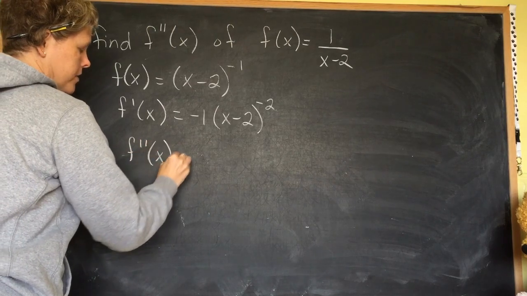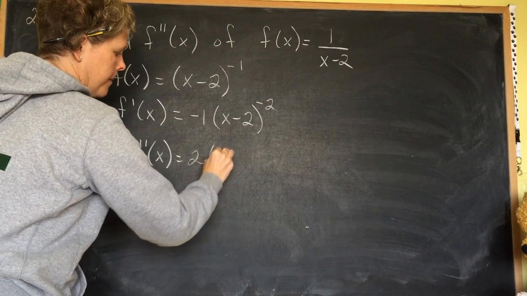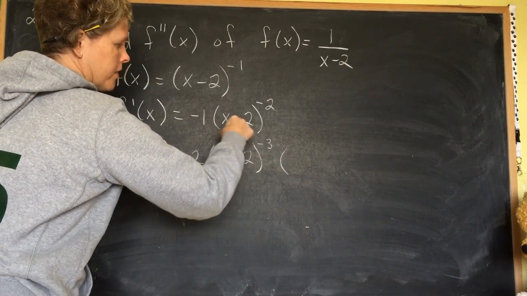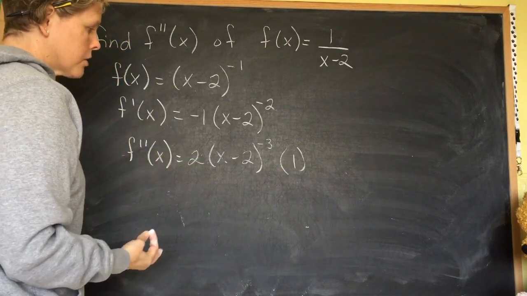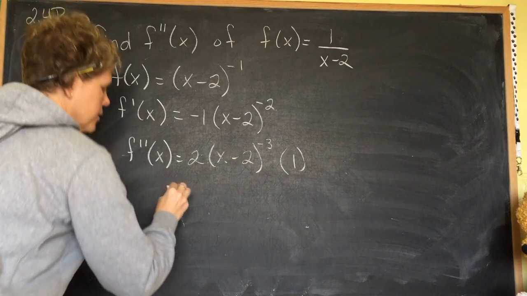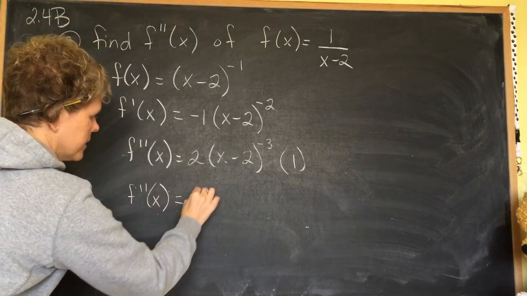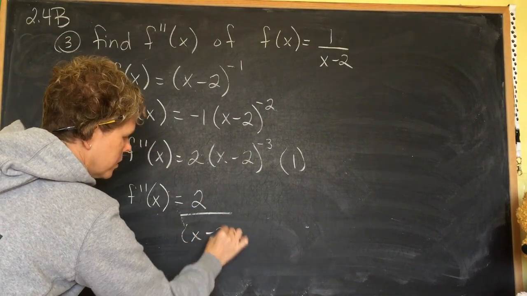So second derivative says, power down, that makes it a positive 2 now, x minus 2 to the negative third, times the derivative of the inside, which is just 1. But now, since I'm ending at the second derivative, we do need to rewrite that. So my final answer, my second derivative, is 2 over x minus 2 to the third.